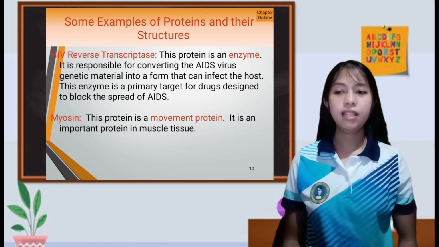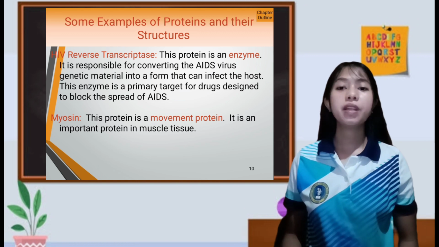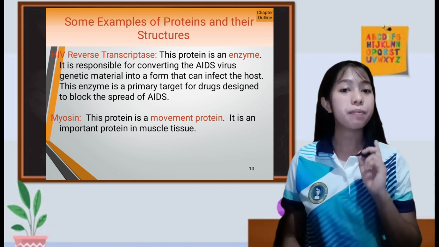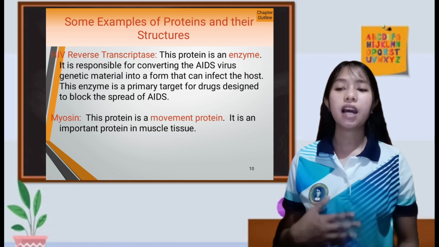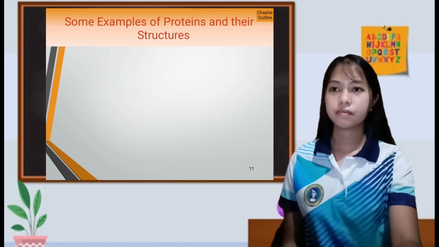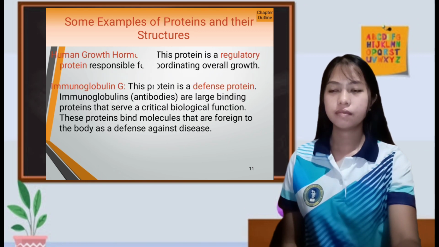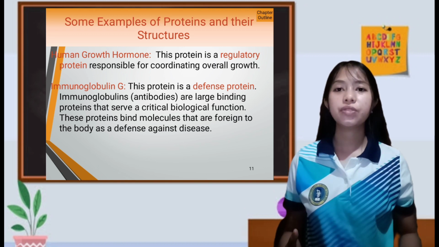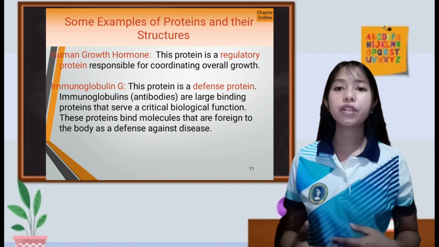So, myosin. This protein is a movement protein. It is an important protein in muscle tissue. So remember, myosin is a movement protein. Next is growth hormone. This protein is a regulatory protein responsible for coordinating overall growth.